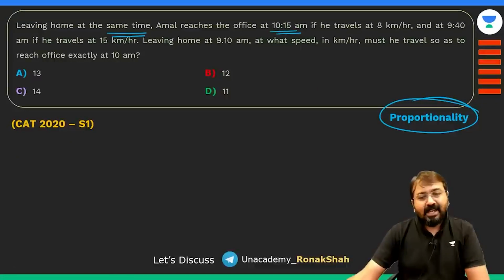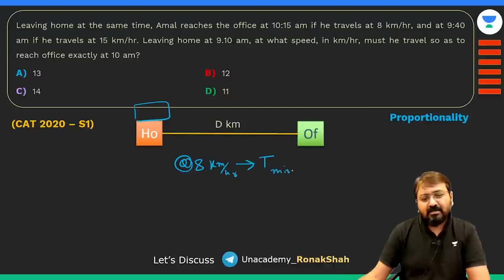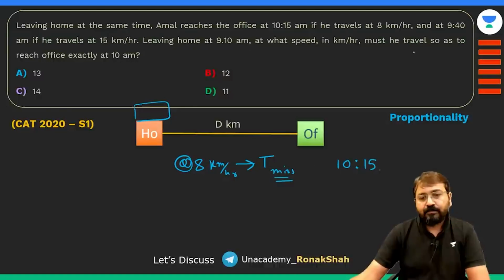If he travels at 8 km per hour, once again we can depict this situation, home, office. We don't know the distance, so we can assume d km. And we also don't know what time he is leaving. But we know that if he travels at 8 km per hour, then let's assume he takes t hours time or t minutes time. Doesn't matter whether you take minutes or hours over here. And he reaches the office at 10:15. Okay, I'm taking this time in minutes over here.